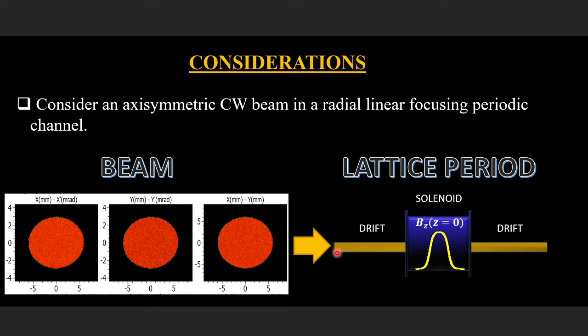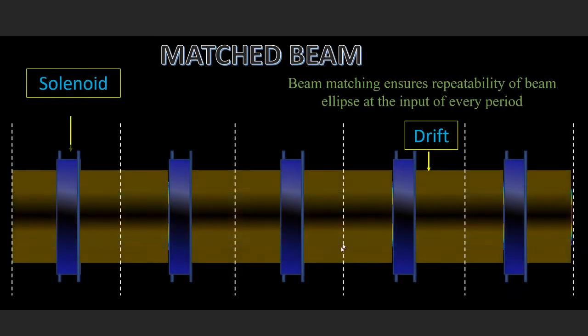We may not go into great detail about what matching is and how it is performed, but briefly I would like to show you what happens when you have a matched beam and when you don't have a matched beam. Here I have taken 5 periods of the lattice that I have chosen. There is a drift, there is a solenoid, there is a drift, and that forms one period, and I have 5 such periods here.